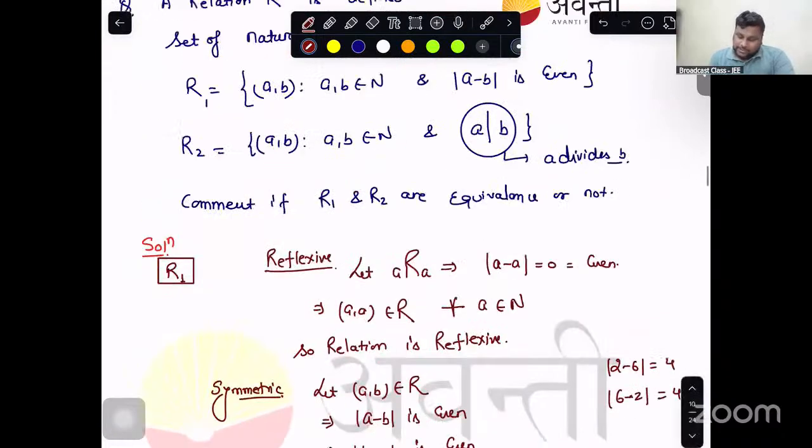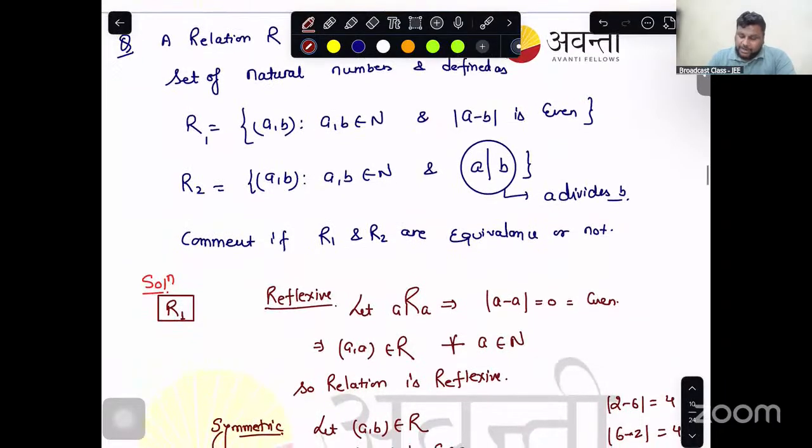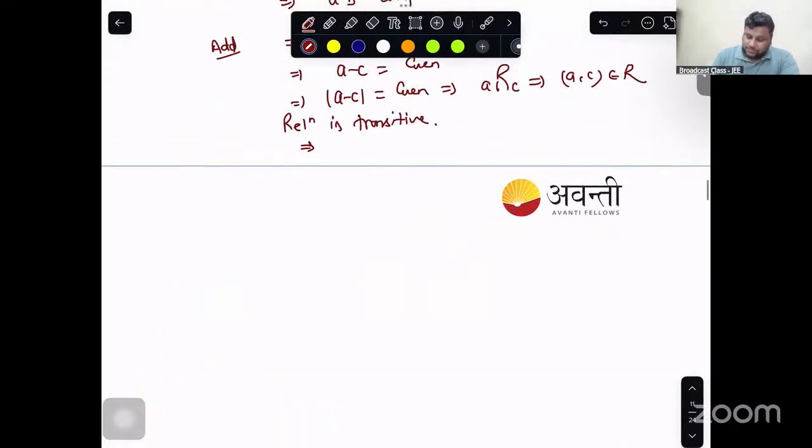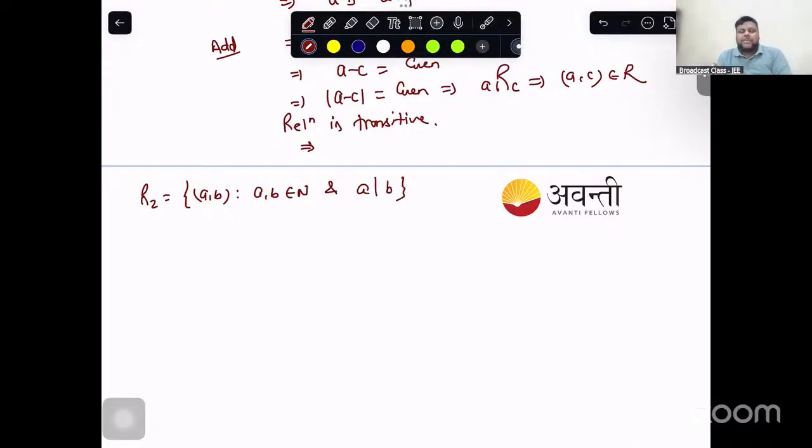Now, there was a relation R2 also: A comma B belongs to N and A divides B. So R2 is a relation that is A comma B, where A and B belong to natural numbers and A divides B. Now give it a thought, write it down for one or two minutes, and tell me what it is.